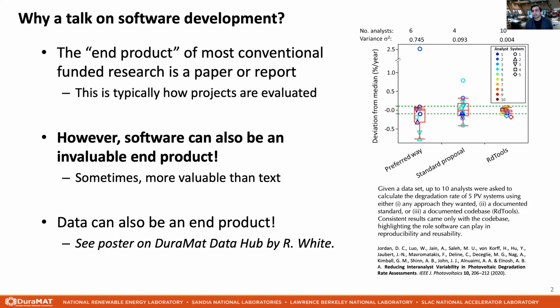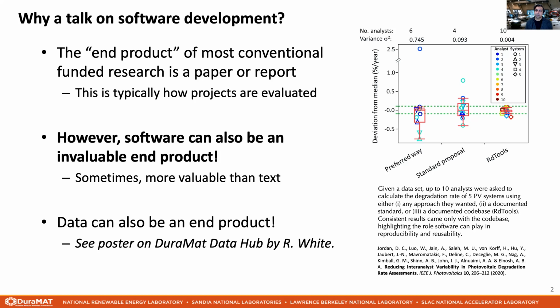Then in the second test, they basically gave them a description of the type of analysis that should be done. And that did reduce the variance of the degradation rates that the analysts came up with, but still, you get values all over the place in terms of the degradation rate. Then finally, they used a standard software package called RD Tools. They asked all the analysts to use this package. And they actually found that basically all the analysts get the same answer for the degradation rate if you were to actually use the software package.